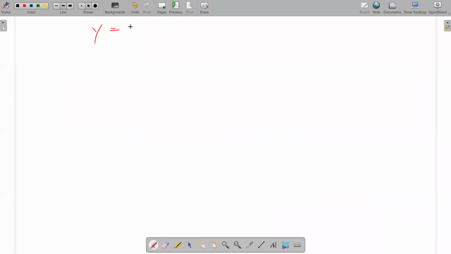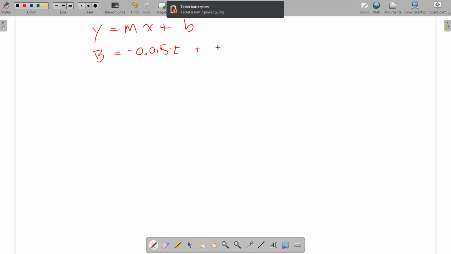So the type of equation we're playing with for the next few weeks, y equals mx plus b. Instead of a y, we're using a b for this one. M is negative 0.015. Instead of an x, we're going to use a t. And I usually put a little hook at the bottom of my t so I don't mess it up with my plus sign there. And then the b, thank you, tablet, we'll fix you in a minute, is 0.083 for this person.